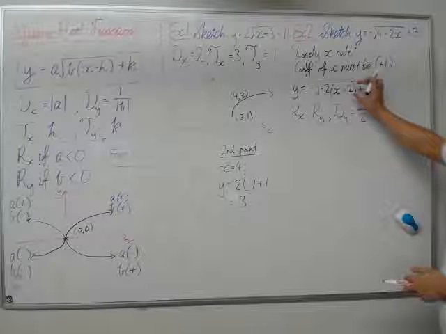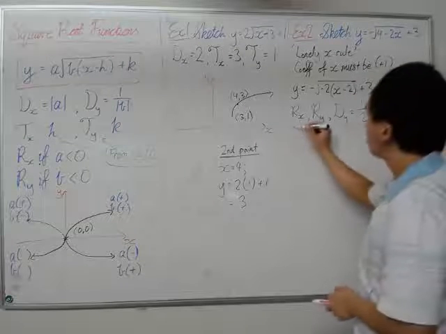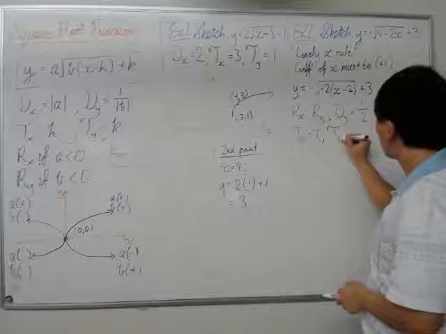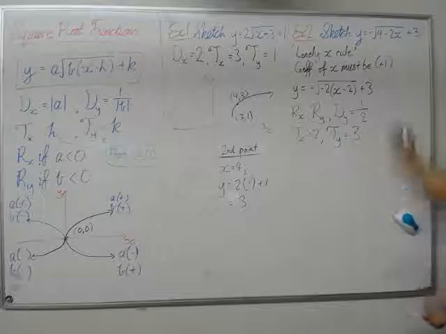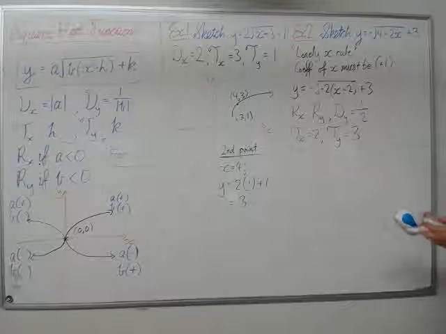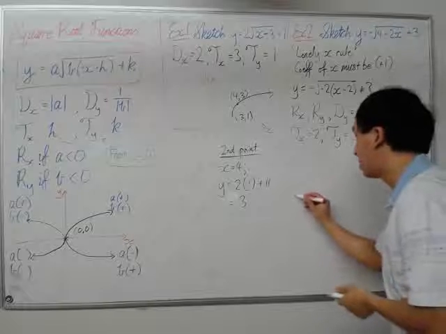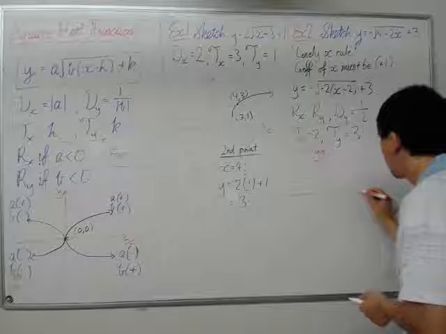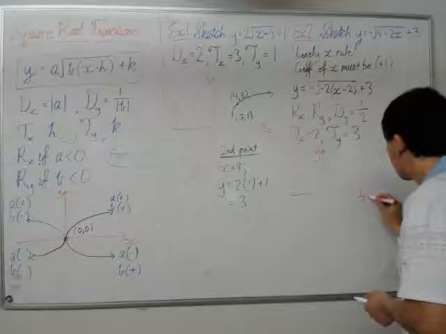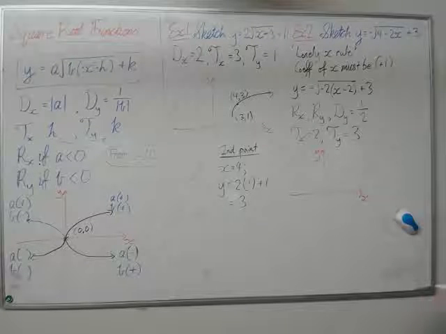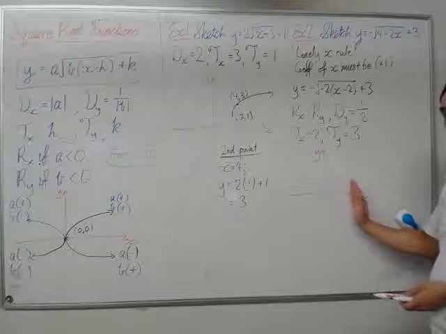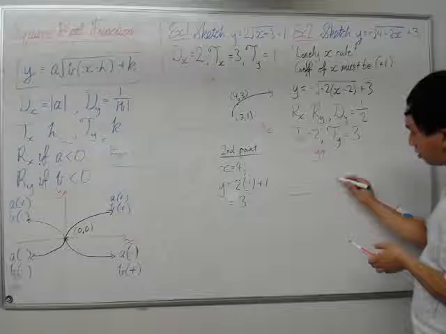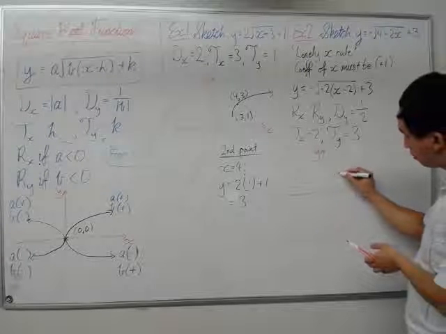Translations, we have 2 going to the right, and 3 going up. Okay, let's do a quick preview again, just to see what kind of points we're interested in. So we're going to be going to the right, going up. So that end point is going to be at 2, 3.